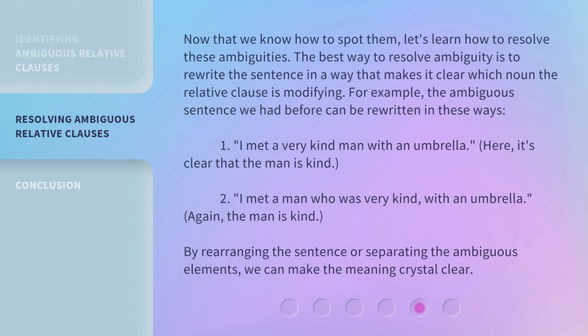Now that we know how to spot them, let's learn how to resolve these ambiguities. The best way to resolve ambiguity is to rewrite the sentence in a way that makes it clear which noun the relative clause is modifying. For example, the ambiguous sentence we had before can be rewritten in these ways. 1. I met a very kind man with an umbrella. Here, it's clear that the man is kind. 2. I met a man who was very kind, with an umbrella. Again, the man is kind. By rearranging the sentence or separating the ambiguous elements, we can make the meaning crystal clear.